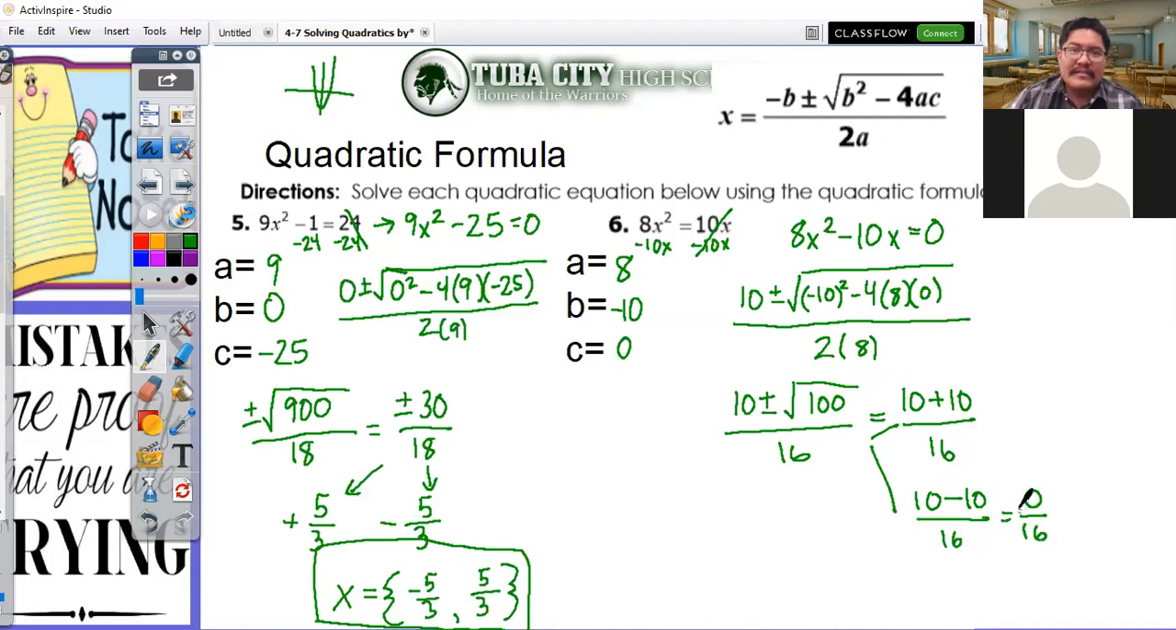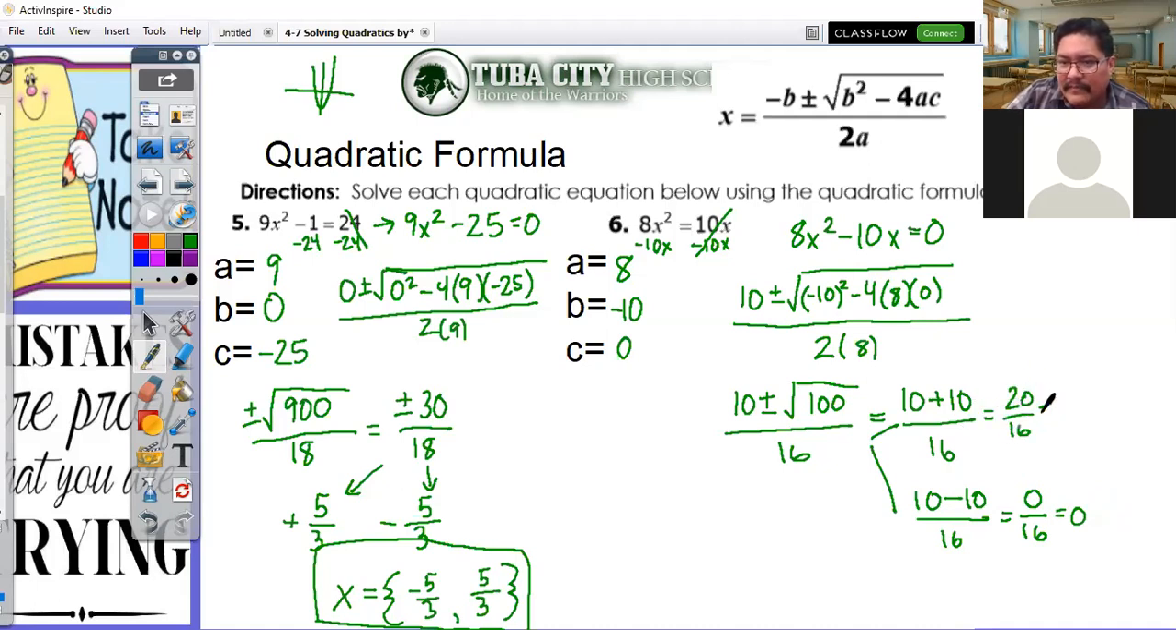10 minus 10 is going to be 0. And remember, when you have a fraction problem, that's like a division problem. 0 divided by 16, well, 0 divided by anything is going to be 0. So we already know one of the solutions is going to be 0. Let's do this one here.